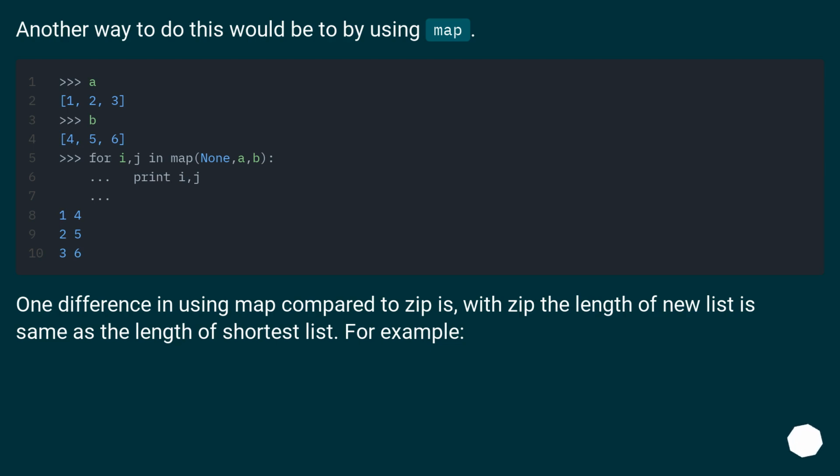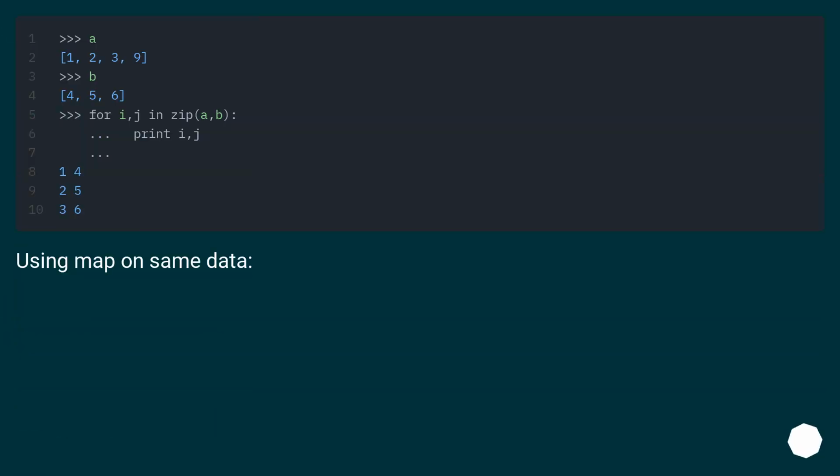One difference in using map compared to zip is, with zip the length of the new list is the same as the length of the shortest list. For example, using map on the same data.